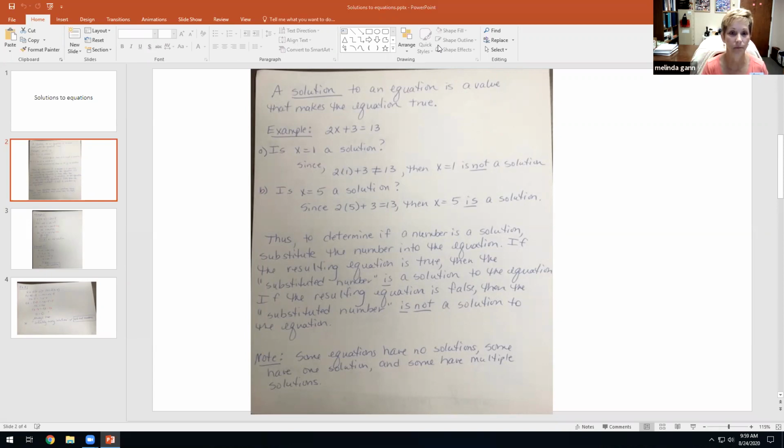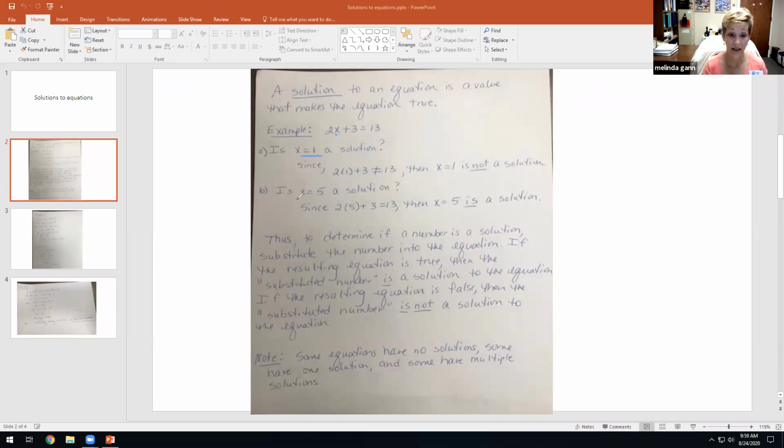Okay, so look up here. You get a pointer. All right, 2x plus 3 equals 13. Is x equals 1 a solution? So I'm going to replace that x right there with a 1. So 2 times 1 plus 3. Well, 2 times 1 is 2, and 2 plus 3 is 5, and 5 does not equal 13. That's not true. So x equals 1, that's the number that I substituted in, is not a solution.